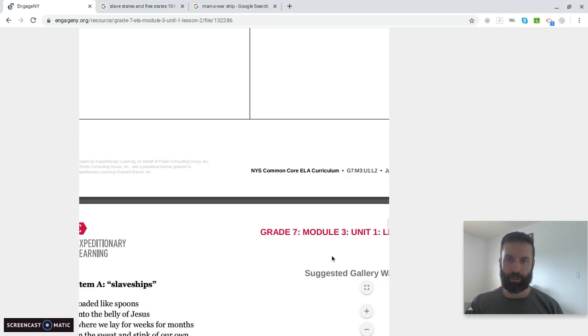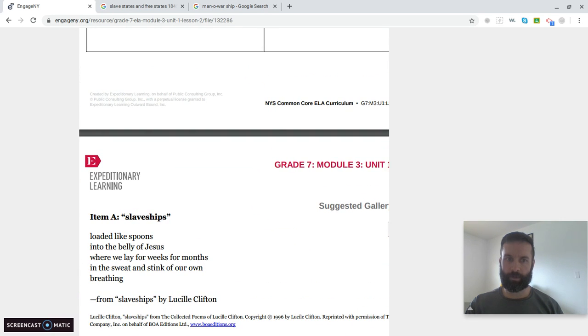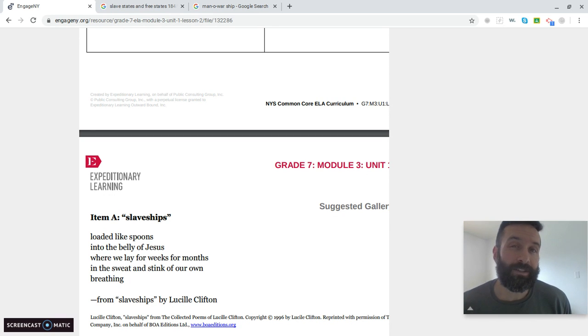All right, so we're officially getting started with the gallery walk. Keep in mind, I like to look at the dates to get an idea of when things were written, because that helps us get an idea of what was taking place in those different time periods. Now, these all aren't going to be from that 1840s to 1860s range, but they most certainly apply. So let's start. Item A, slave ships.